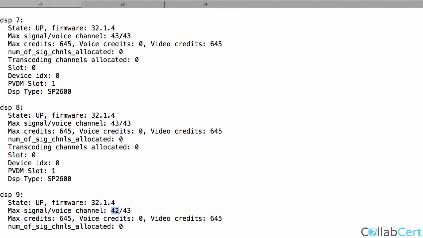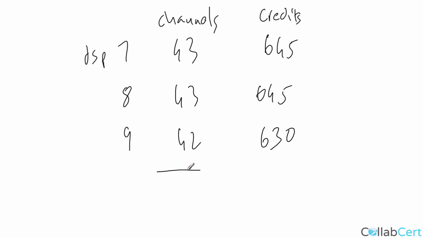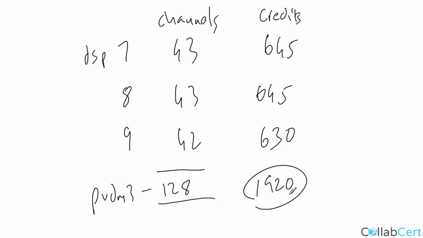So the number of credits we support, let's just do a bit of a calculation here. Because it was in the second PVDM3 slot inside the gateway, we're starting at DSP number 7, 8, and 9. We had 43 channels, 43 channels, 42 channels. That gave us 645 credits. There's channels and credits. 645, 645. This is actually a value of 630. So that gives you your 128 channels, PVDM3 128. And I'm going to do the math now, 645 plus 645 plus 630. Okay, so that value there gives you in total 1920 credits. So a lot of calls supported.